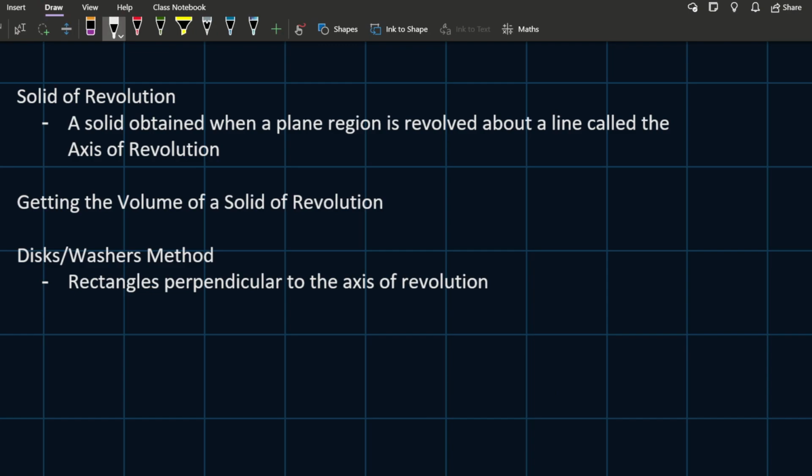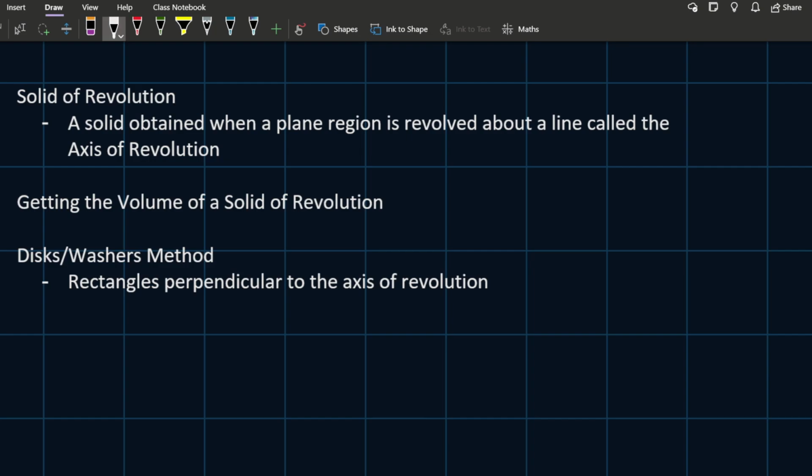Okay, so hello everyone. In this video, we're going to discuss how to get the volume of a solid of revolution. Okay, define muna natin kung ano ba ibig sabihin natin when we mean solid of revolution. So a solid of revolution, this is a solid obtained when a plane is revolved about a line we call the axis of revolution.